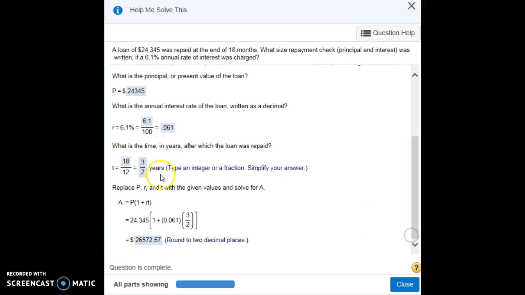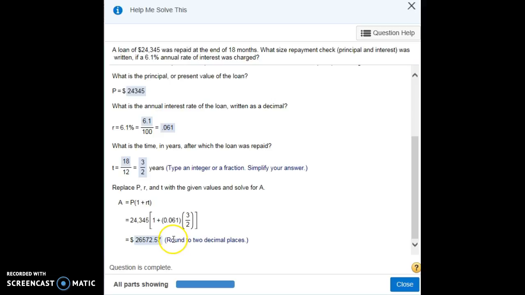And then our time needs to be in years. Time has to be in years. So 18 months, to convert that to years, there's 12 months in a year, so divide by 12. And we'll reduce that to 1.5 years, or 3 over 2. And so then plug in all the different values into the formula.